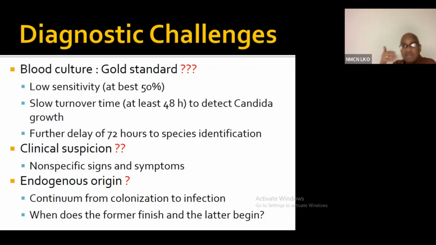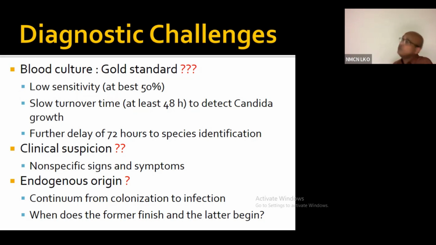So what are the challenges that you may encounter in invasive fungal infections? Blood cultures, everybody wants to jump to doing a blood culture for candida. You don't do blood cultures for aspergillus because it is organ specific. Therefore, you will either do a bronchoscopy or a bile sample, mostly site specific. But for candida, you will look into the blood culture, though gold standard, questionable, because it has low sensitivity. At best, of 100 samples sent, only 50 will turn positive.